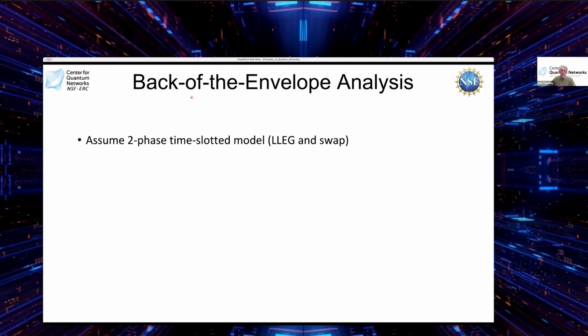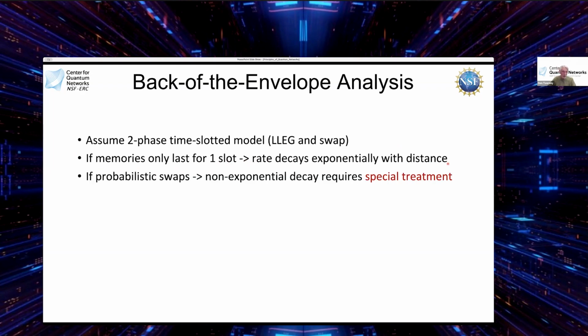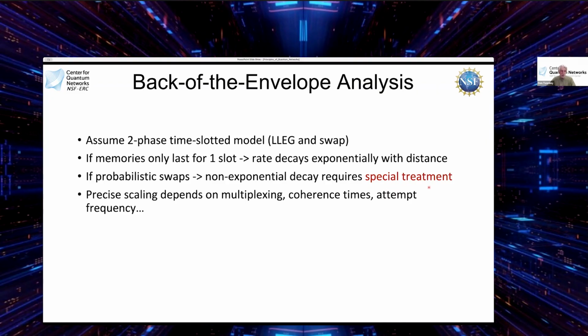Okay, so let's just do a quick back of the envelope analysis. We're going to assume the two-phase time-slotted model for link level entanglement generation and for swaps. As I mentioned before, let's assume that qubits, when they're stored in memory, have to be used immediately. In that case, rates decay exponentially with distance. If you have probabilistic swaps, then in order to avoid exponential decay, you need special treatment, like nested swapping.